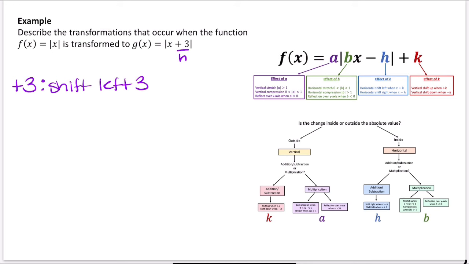Okay, and let me show you how to use the flow chart. If you prefer the flow chart, this is how you would do that. Okay, so the plus 3 is inside my absolute value, right? Okay, so inside means a horizontal change. And then I need to think about whether it's being added or subtracted or multiplied in my function. Well, here it's being added or subtracted, so I'm over here, right? And so that tells me that it's going to be a shift left when I have x plus h. Okay, so if you prefer, you can use this flowchart. Both of these have the same type of information. It's just presented differently.